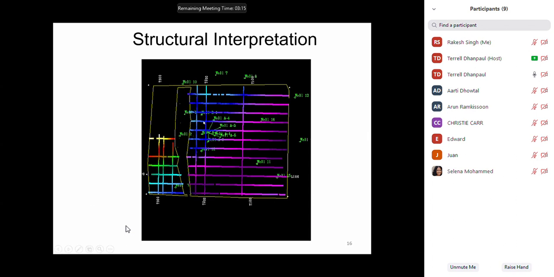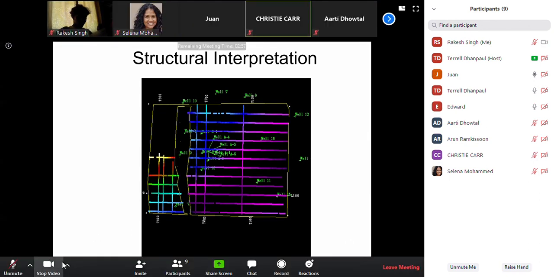So you'll interpret your horizon up to the fault. This is just a polygon indicating a fault. And then where does the horizon go on this side of the fault, and where is it on this side of the fault? Are you all there? Yes, sir. Okay.